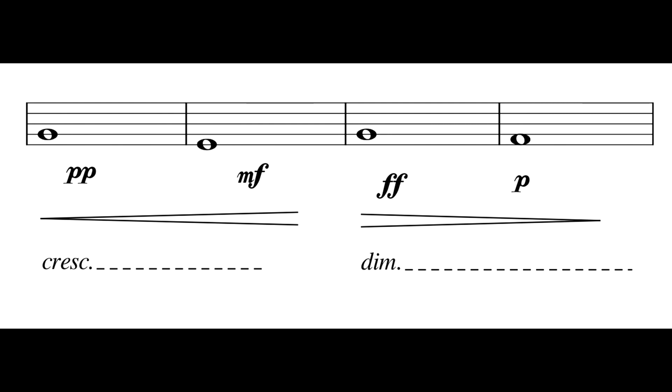You can see in this example, pianissimo crescendos to mezzo forte from the first to the second measure. Then, in the third measure, the crescendo reaches a fortissimo, which also includes a sign for decrescendo or diminuendo, and the volume ends at a piano in the fourth measure.